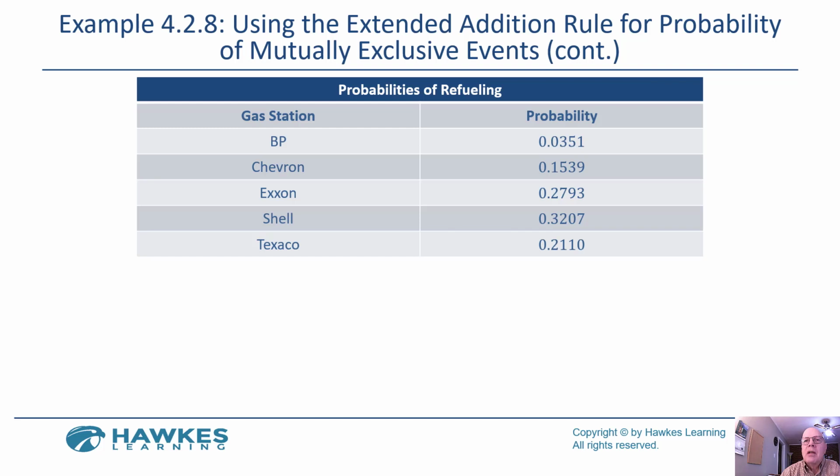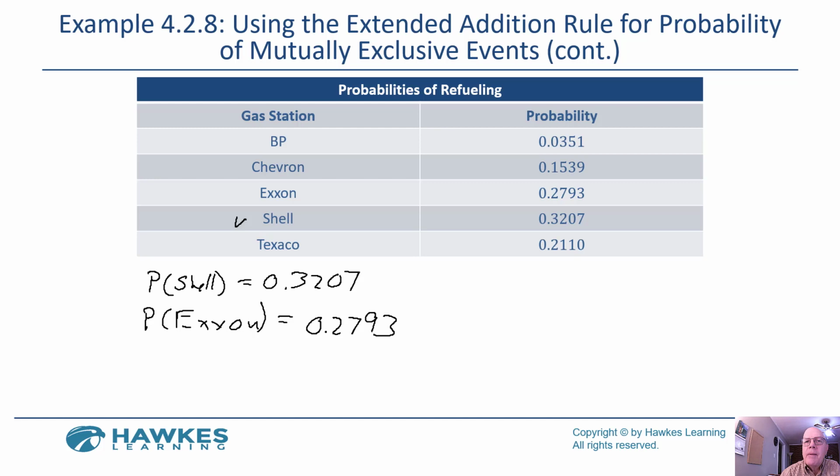So here we are. The probability of stopping at the Shell is 0.3207. The probability that he stops at the Exxon to get refilled, 0.2793. And the probability that he refuels at a Chevron is 0.1539. I dare you to do that in your head.